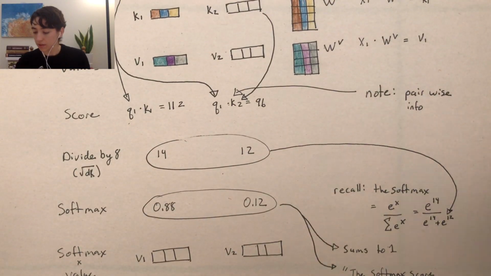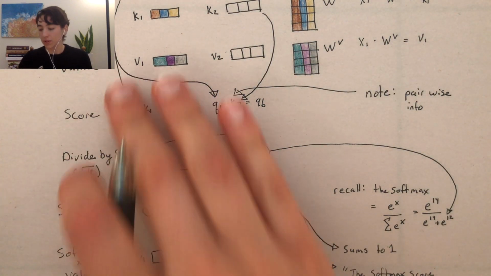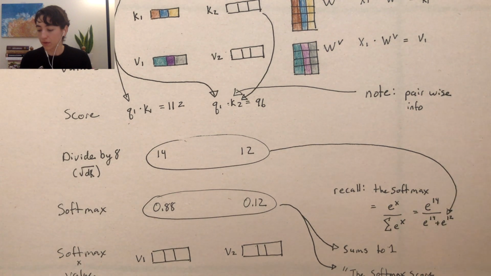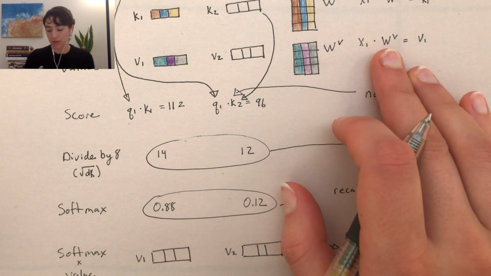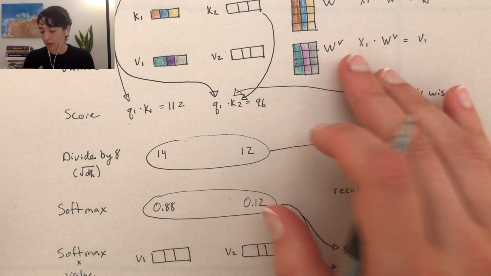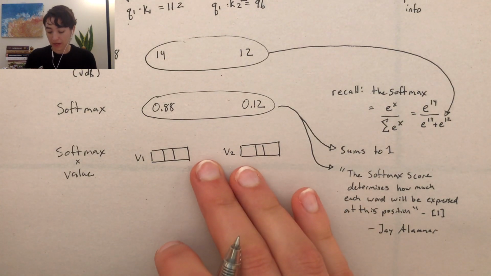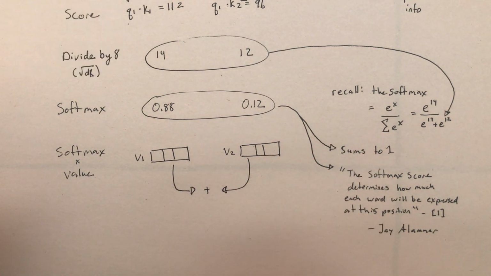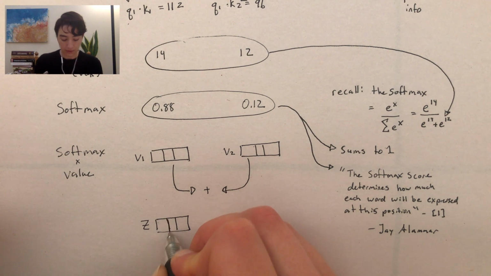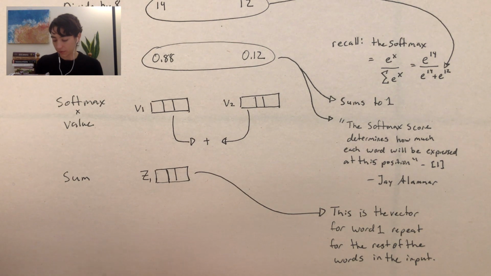These ones are the same as these. Just copied them on down. And remember that these were made from a weighting or transformation on the word embeddings themselves. So we're taking an altered form of the information in those word embeddings for each word, and we're weighting it by the softmax score. Then we add them element-wise in order to get this final output vector. This is the vector for word 1. Repeat for the rest of the words in the input.